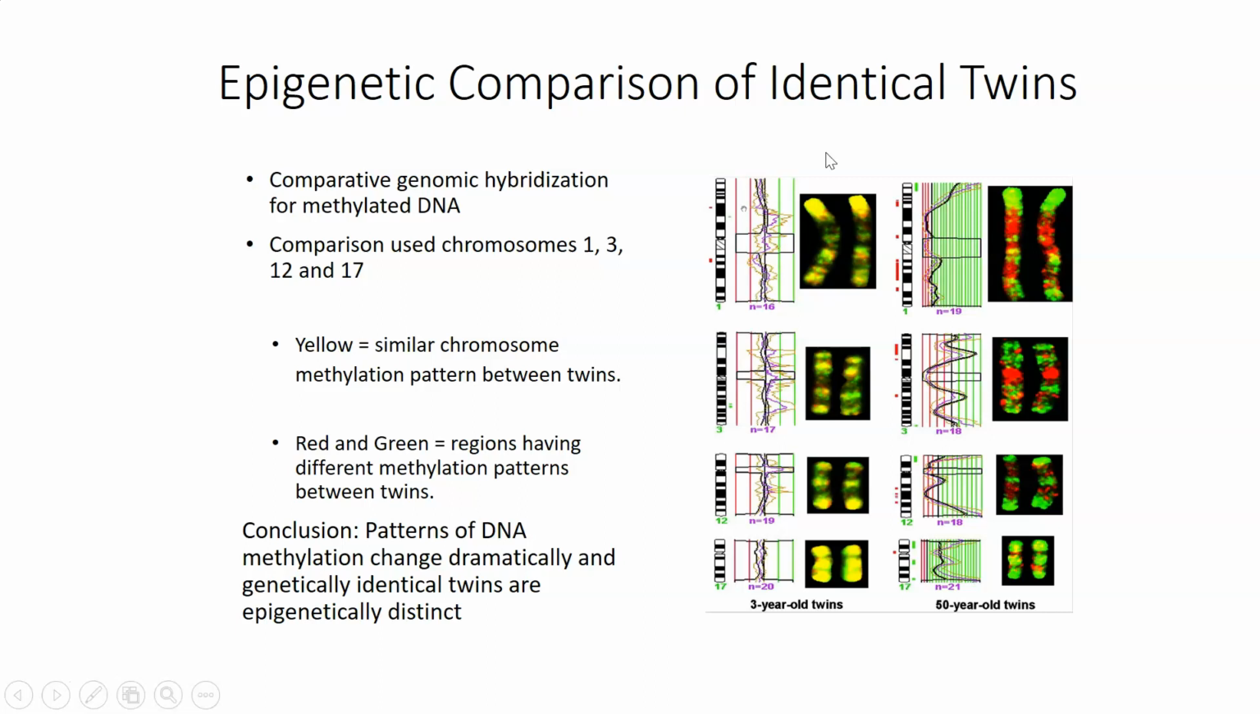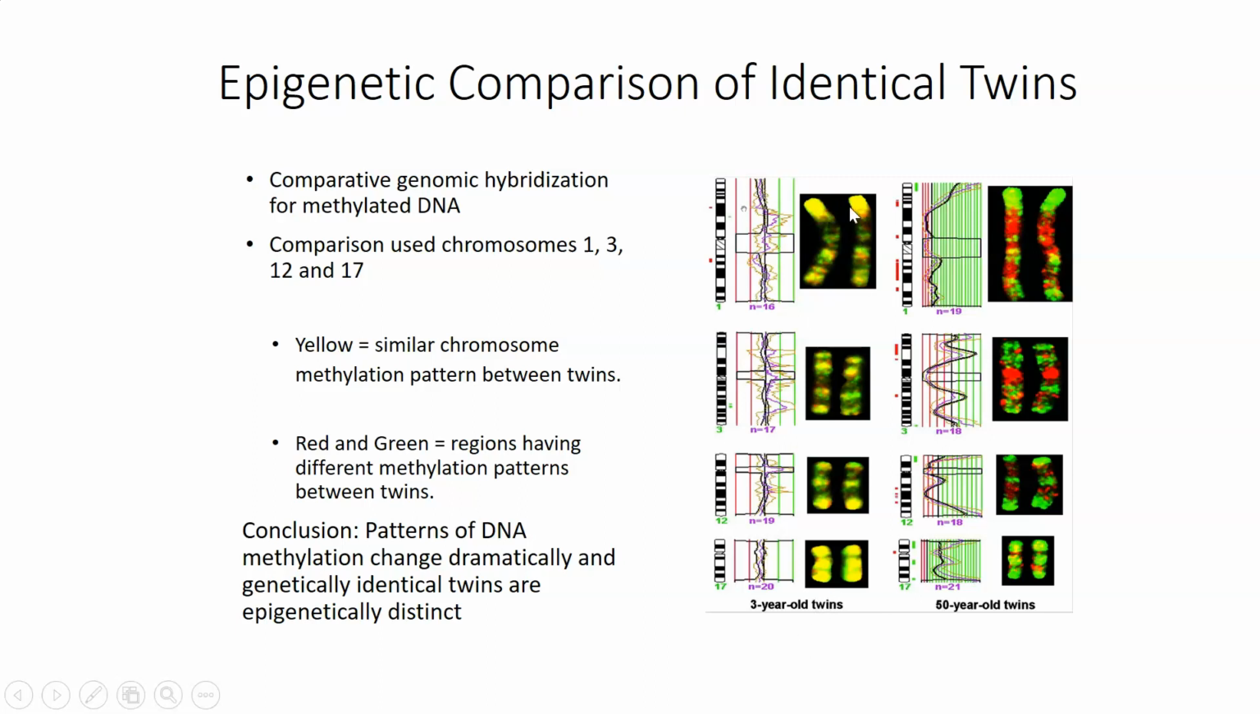So what this shows are the 2 chromosomes from each twin: chromosome 1, twin 1 and twin 2, chromosome 3, twin 1 and twin 2, then 12 and 17. And the staining pattern here, let me give you the simple version. If it stains yellow, that means they're identical in staining pattern. If it stains red or green, that means there's a difference. Either one is methylated and the other's not, or vice versa. Okay? So here's the situation for 3-year-old twins.